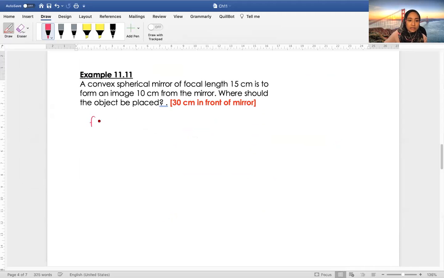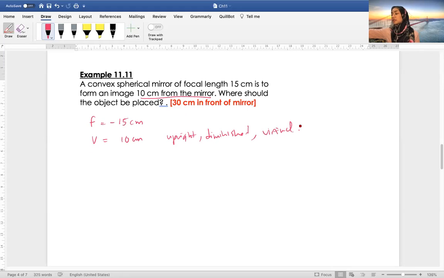Convex, so F is negative. Focal length is 15 centimeter, to form an image 10 centimeter from the mirror. From the mirror, where should the object be placed? So let's write 10 centimeter first. So for a convex, the image is always upright, diminished, and was it virtual? I forgot. Virtual? Let me check the book. It is virtual, right?